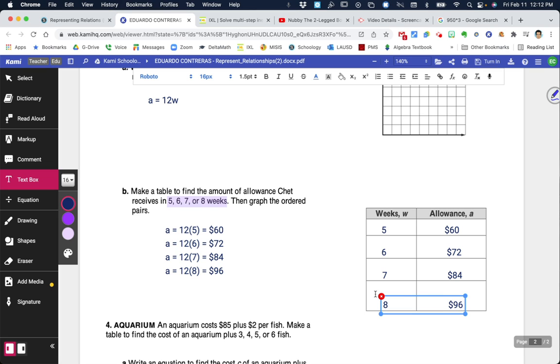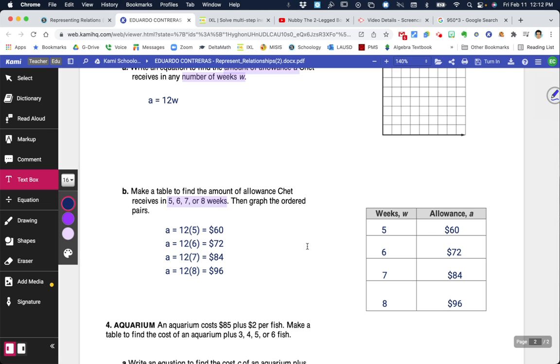Funny, back when they first made these problems in this worksheet, they probably thought $12, wow, that's big money. All right, there we are.